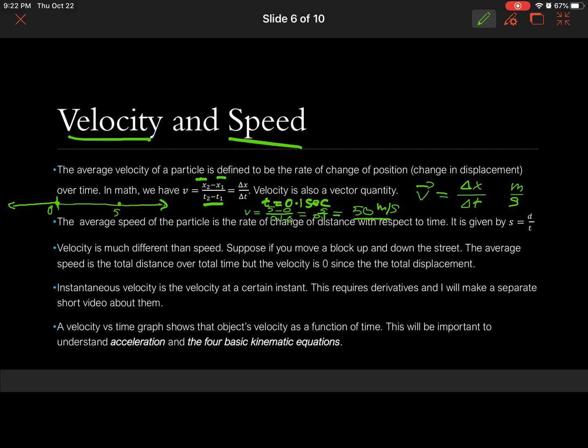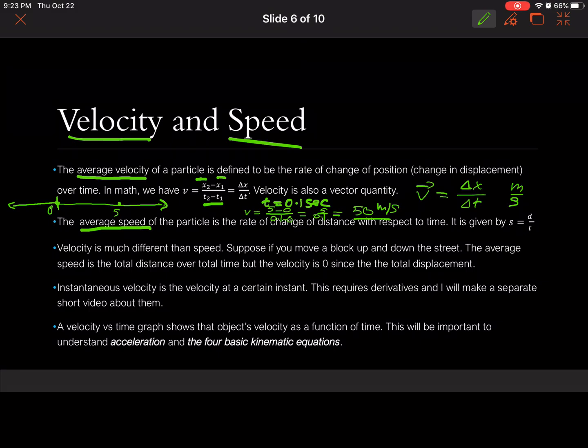So the average speed, again, these two are different, average speed and average velocity. The average speed of a particle is the rate of change of distance with respect to time. Remember, velocity is the rate of change of position with respect to time. Average speed is rate of change of distance with respect to time. It's given by distance covered over time taken. This formula you're probably familiar with since elementary school, and most people know this. So velocity is much different than speed.